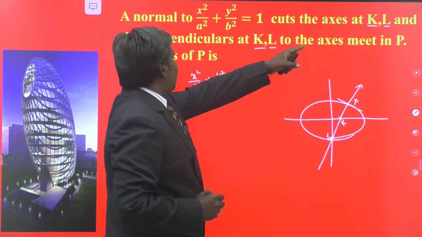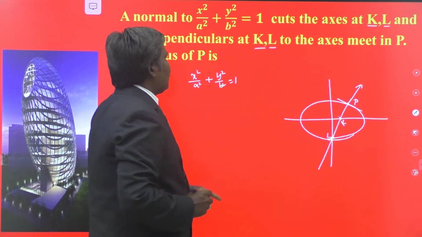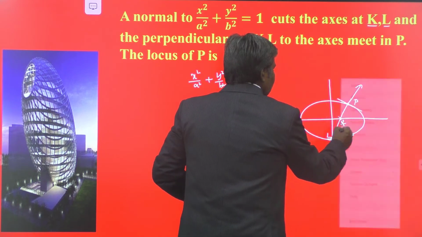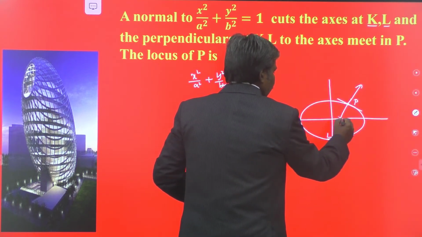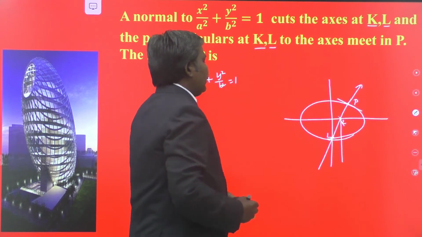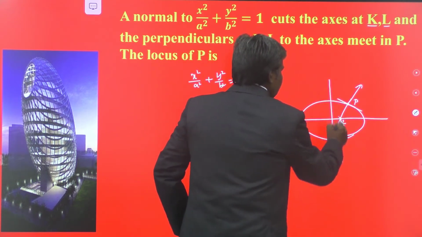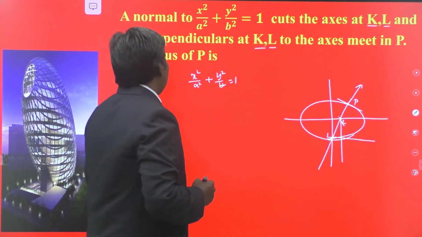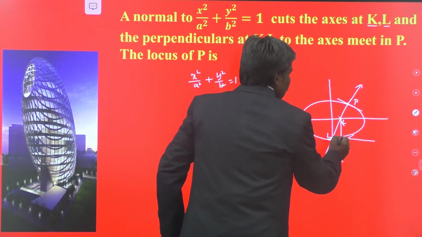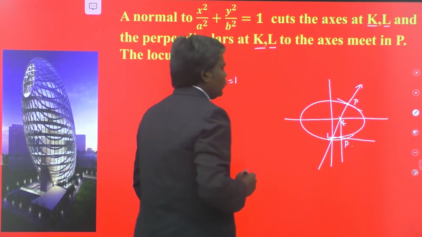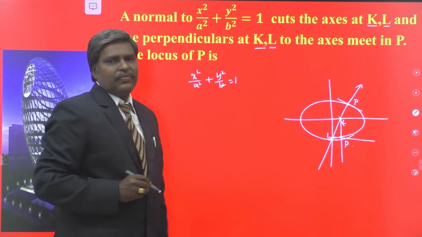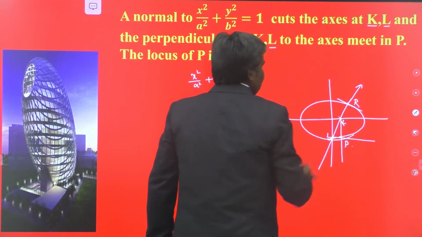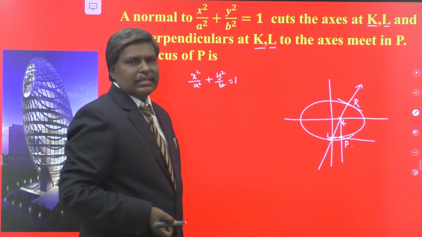Now, what are they doing? The perpendiculars at K comma L to the axis. So, this is K. We draw the perpendicular to the axis. And again from L, we draw the perpendicular to this axis. This is the point of intersection. They meet at P. We have to find out the locus of this point of intersection. Suppose this is R, say. Already they have given P, so let that point be R, say.